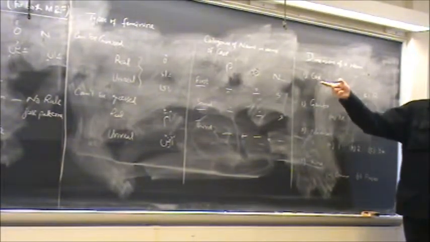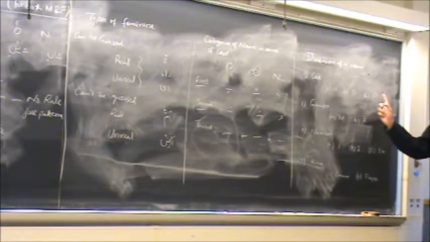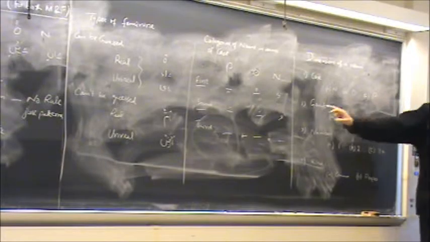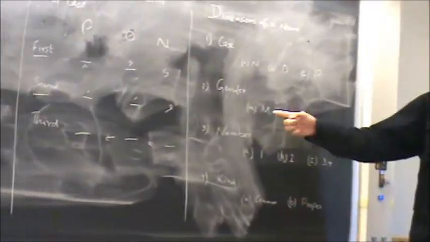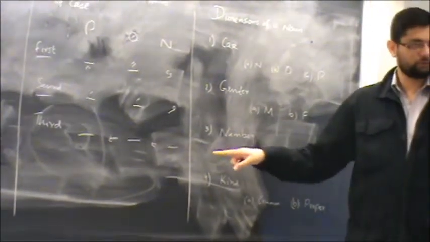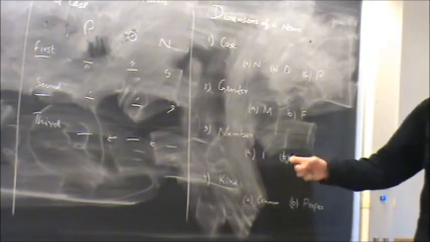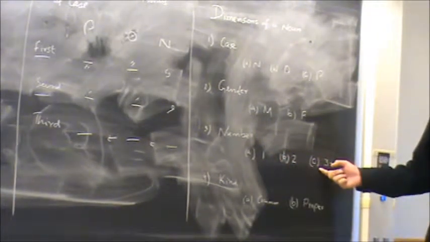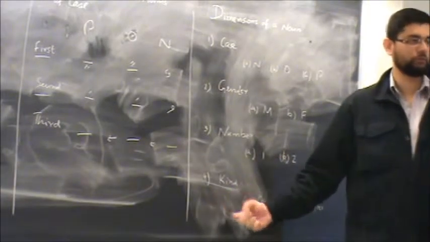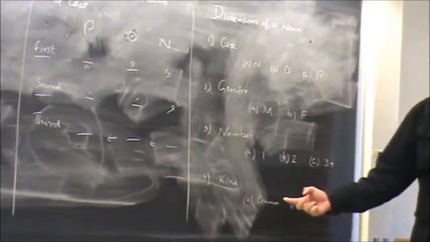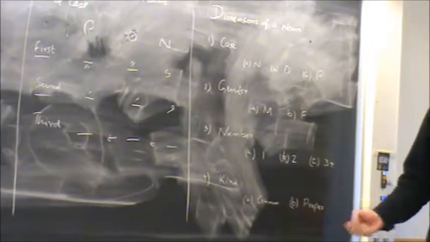First is case. In terms of case, a noun can be either in nominative form or objective form or possessive form. In terms of gender, the second dimension, a noun will be either masculine or feminine. In terms of number, which is the third dimension, a noun would be either singular or dual or plural, right? And in terms of kind, which is the fourth dimension, a noun would be either common or proper.